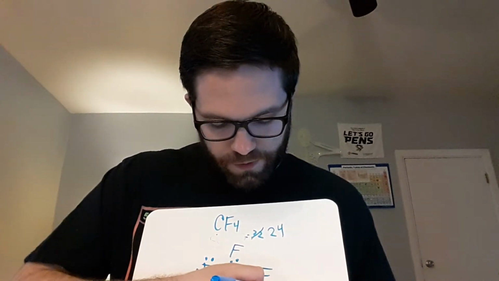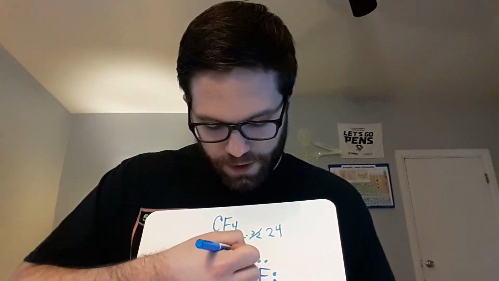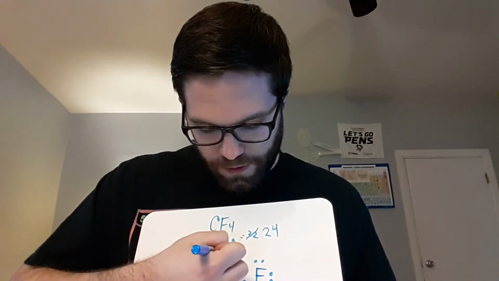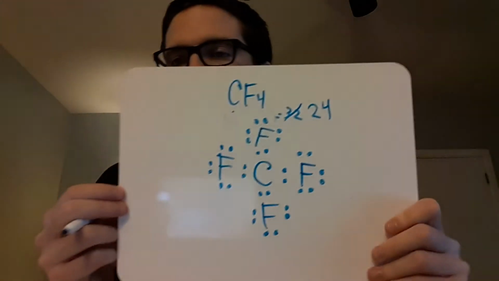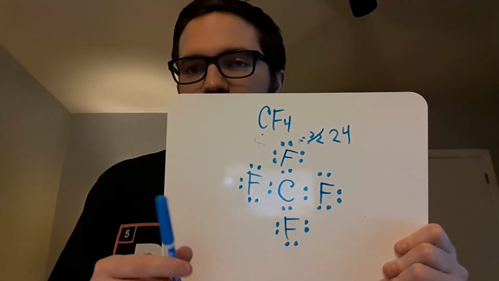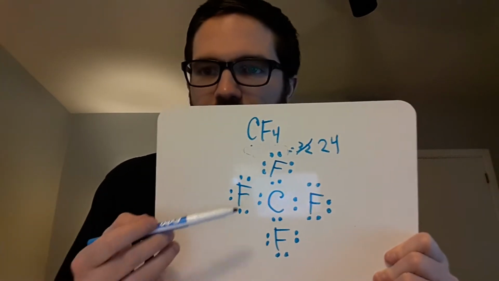3 pairs to this fluorine. And 3 pairs to this fluorine. Okay. 2 things here. 1, I should notice that now I have 8 electrons around each fluorine. And 2, I need to check that I added the right number of electrons. I didn't add too many or too little, right?